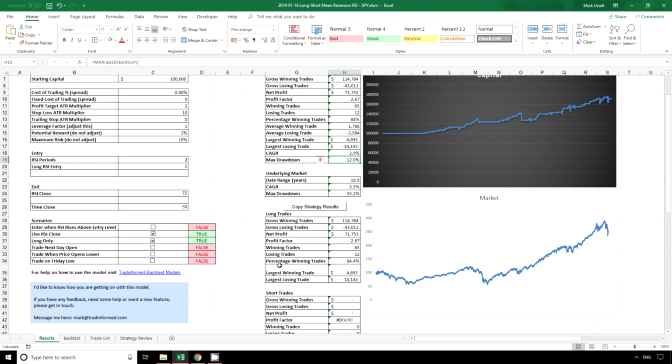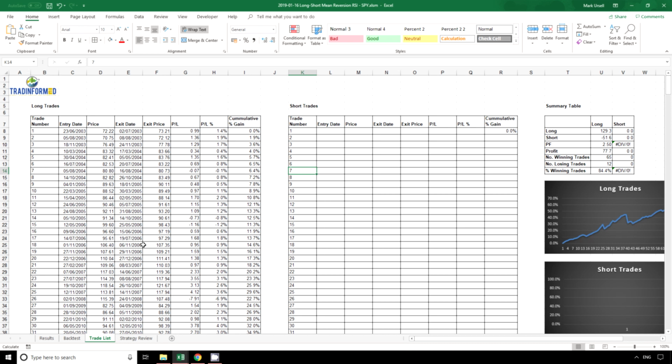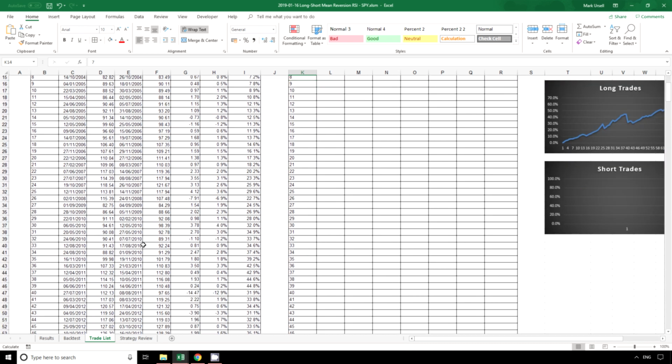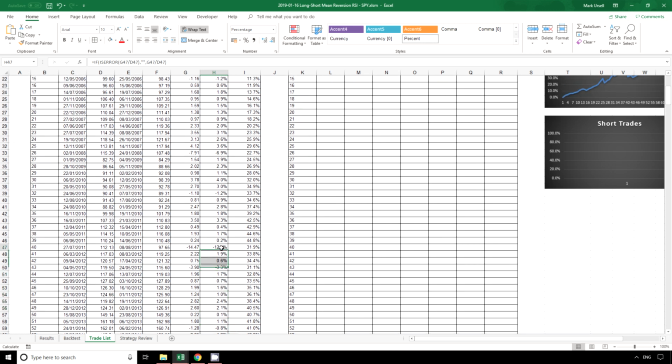All these trades are long trades. And if we go onto the trades list, we can have a look at the sort of trades we're getting. A selection of quite consistent, relatively small trades, and an odd few large losing trades.